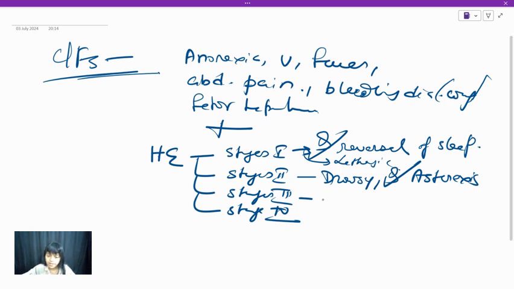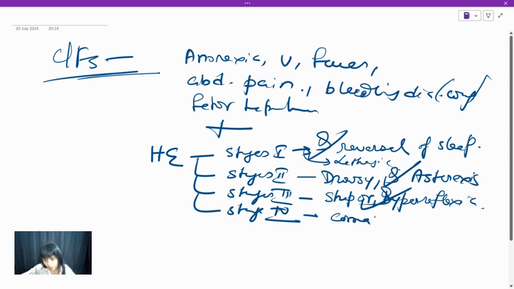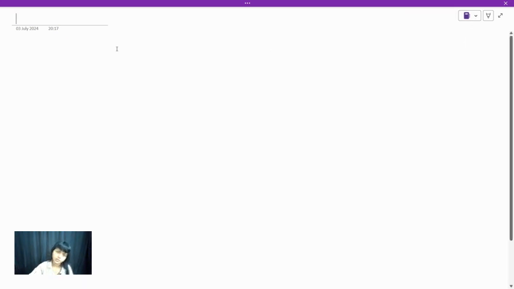clinically, right? And stage 3, the child will become stuporous, there will be hyperreflexia. This is also an important point. And stage 4, the child will be comatose. Okay. So that's all about the clinical features of your acute liver failure, right?